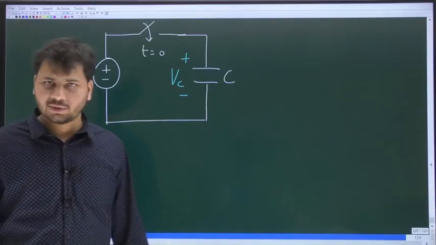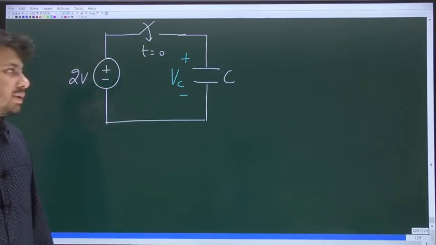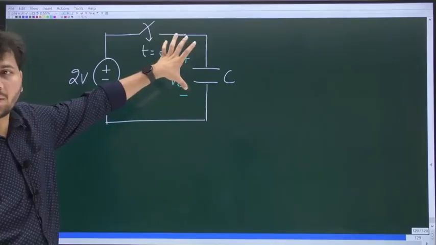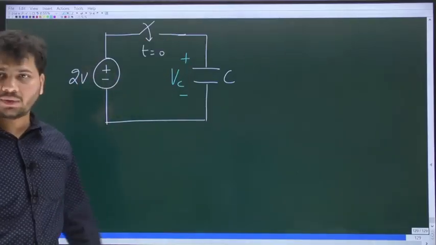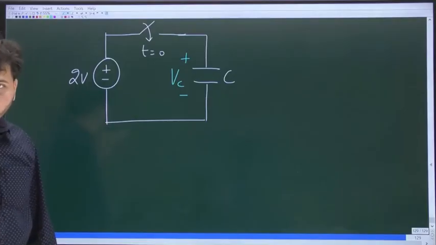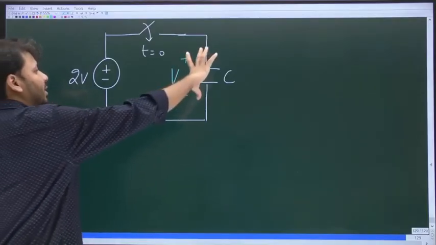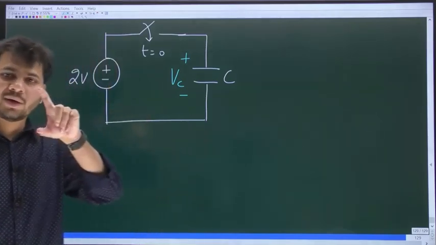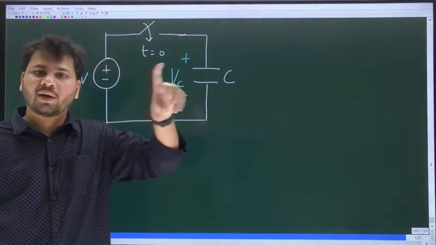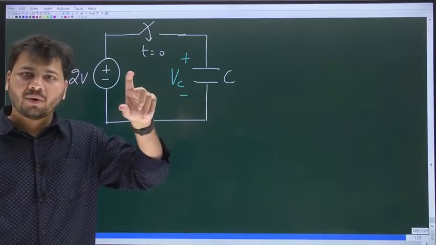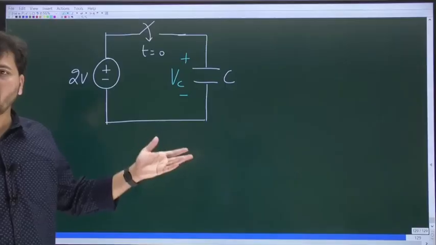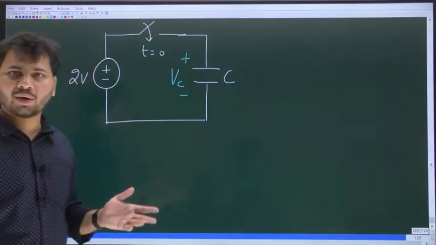When you close the switch, the capacitor will be directly connected across the voltage source. If any element is directly connected across any voltage source, the voltage source value will directly go to that element, because 2 elements in parallel will always have the same voltage drop.